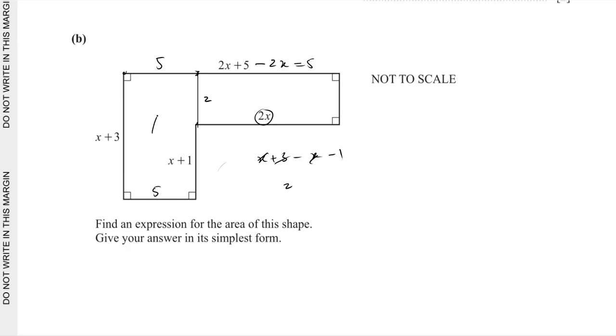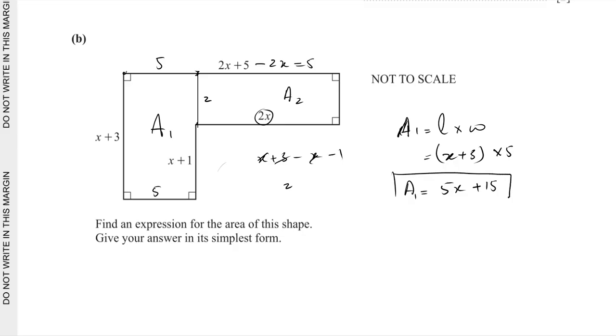To find the area of shape A, let's give it a name of A1 and this one A2. To find the area of A1, we write A1 equals length times width. Length of area 1 is x plus 3, and the width is equal to 5. We can just write area equals 5x plus 15. That's the area of A1.